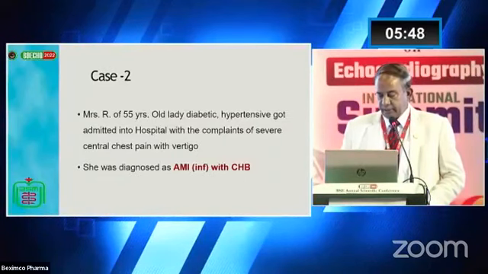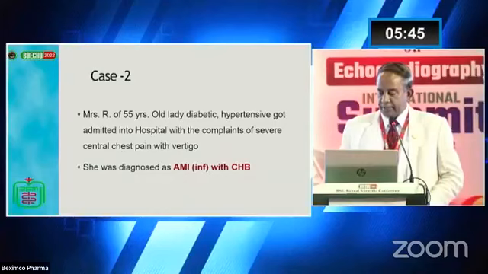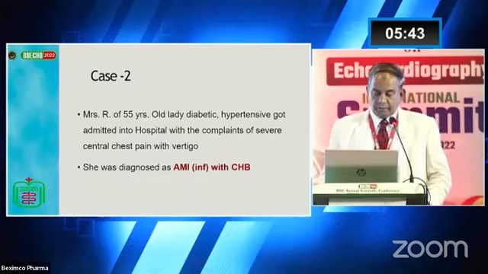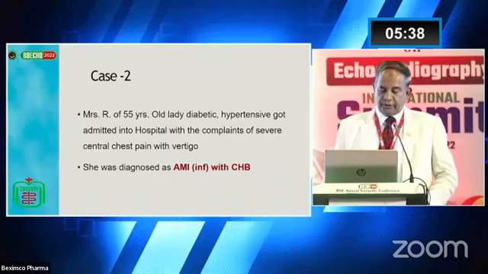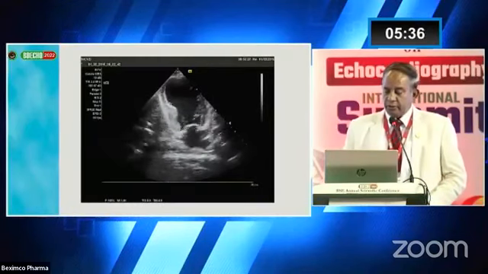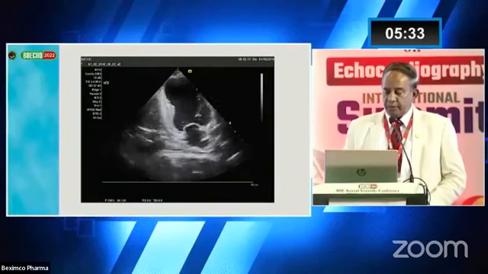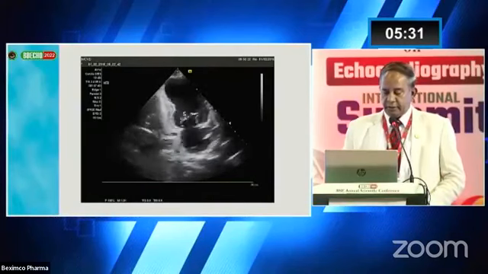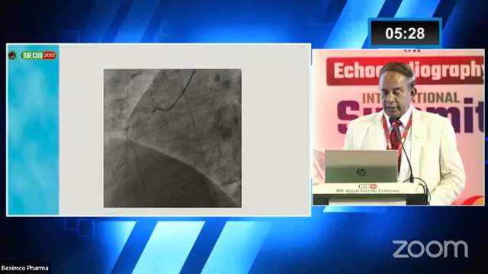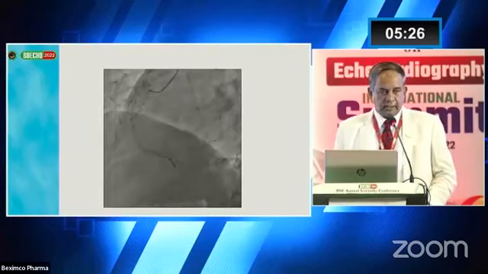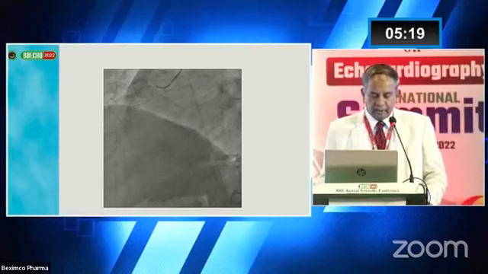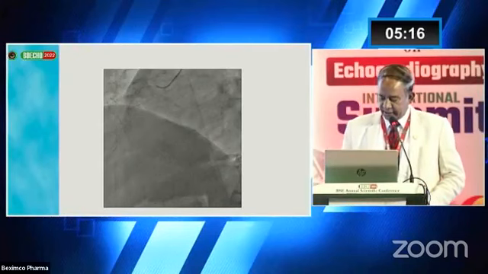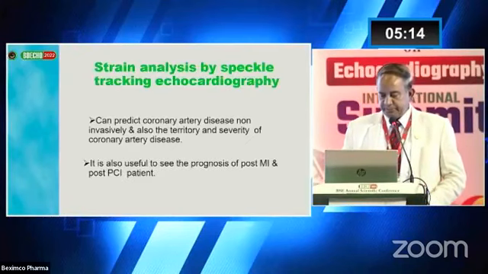Another case: a 55-year-old lady, diabetic, hypertensive, admitted to the hospital with severe central chest pain. She was diagnosed as a case of inferior MI. In the echo, we found inferior wall hypokinesia as well as involvement of the apical segment, and in the coronary angiogram, she has an RCA lesion. So echo before coronary angiogram is very important, and at least we can get some idea of this.